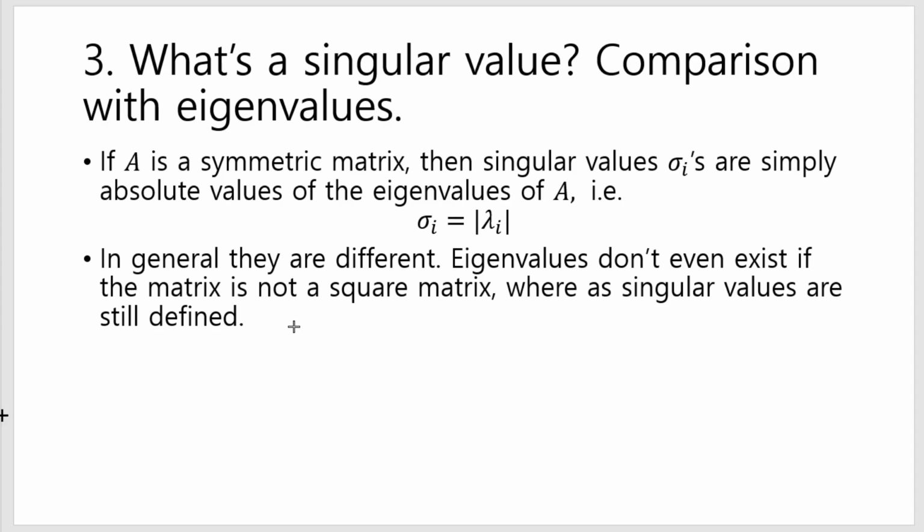See, if a matrix is not a square matrix, eigenvalues don't even exist. But even for those, singular values are still defined, okay? One more thing I want to say is that if this symmetric matrix already has all its eigenvalues non-negative, then its singular values and eigenvalues will be exactly the same, and in that case the usual diagonalization will coincide with singular value decomposition. Okay.